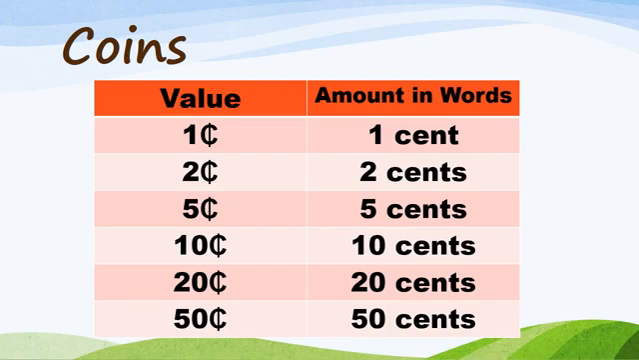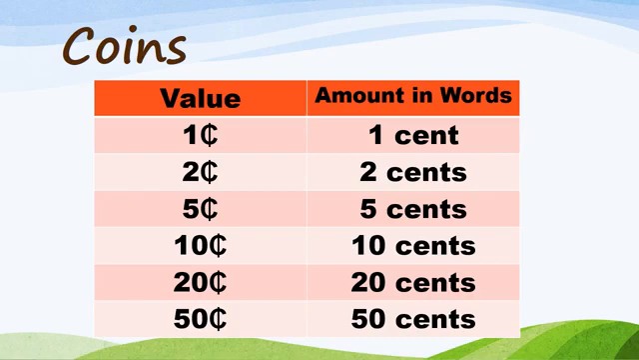So for example, for 1 cent, it is written as 1 and then cent, C-E-N-T. For 2 cents, it is written as 2 cents, C-E-N-T-S. And as follows for the other values of coin, like 5 cents, 10 cents, 20 cents, and 50 cents.